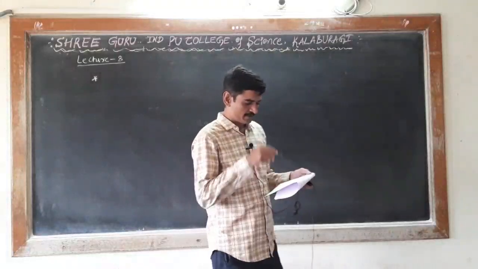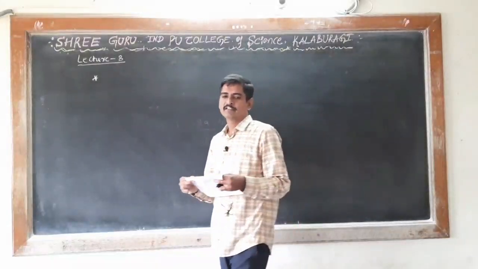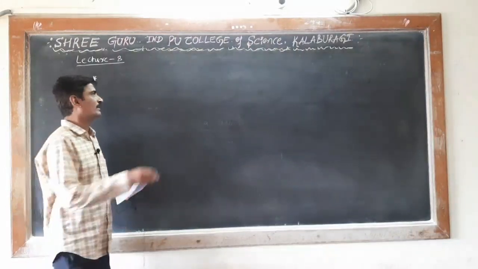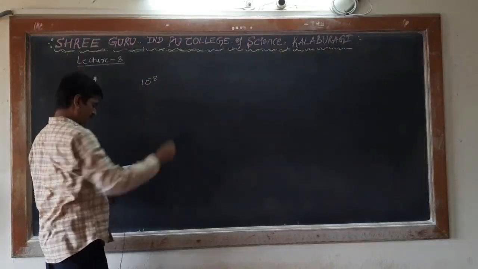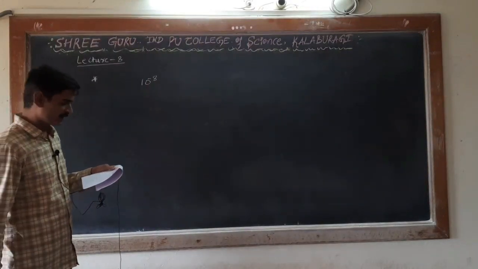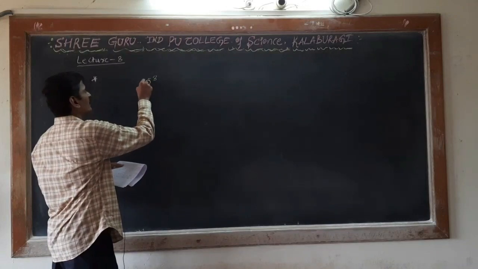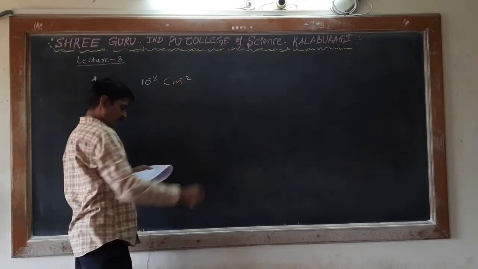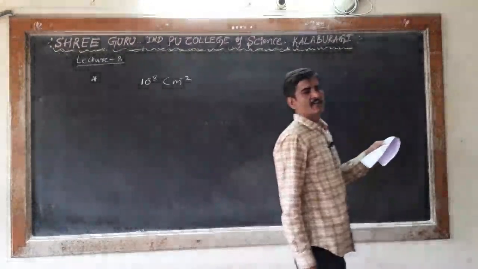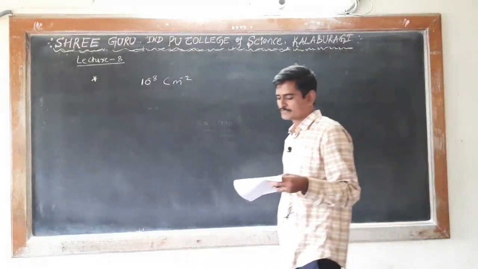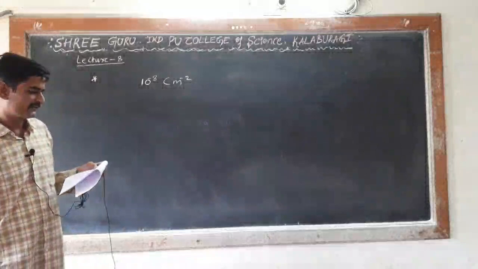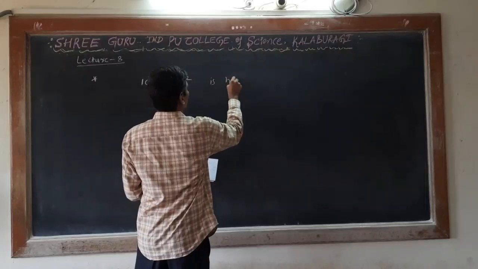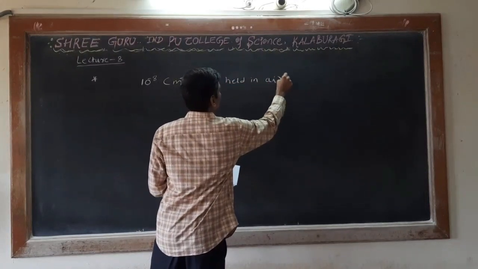An infinite plane sheet of charge density 10 to the power minus 8 coulomb per meter square is held in air.